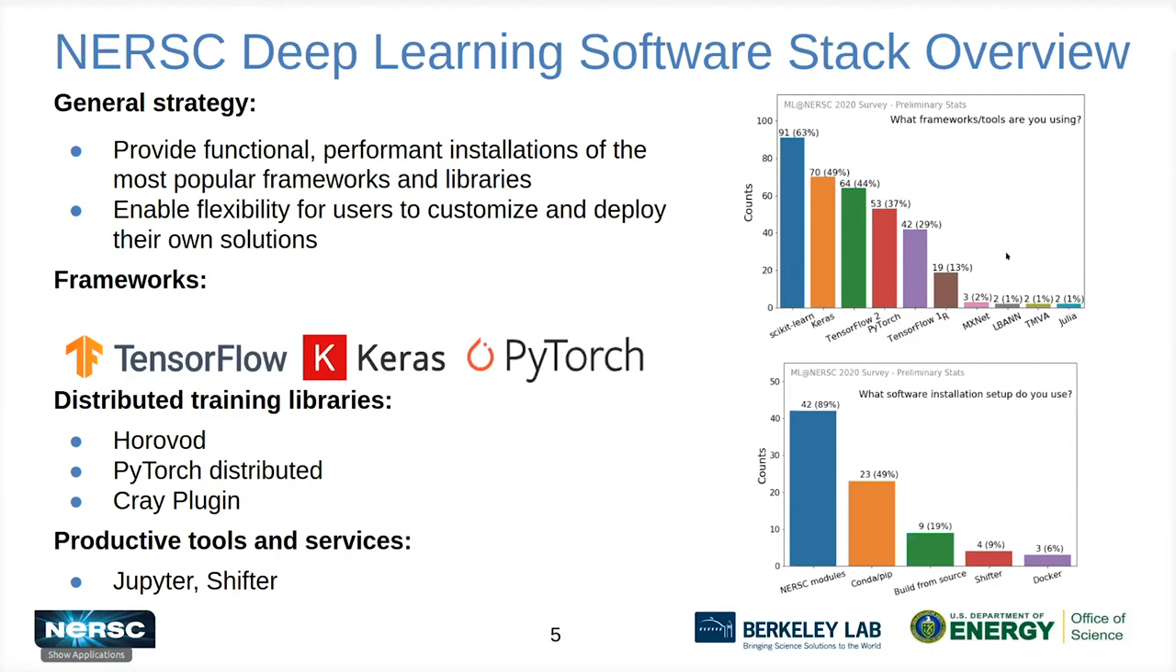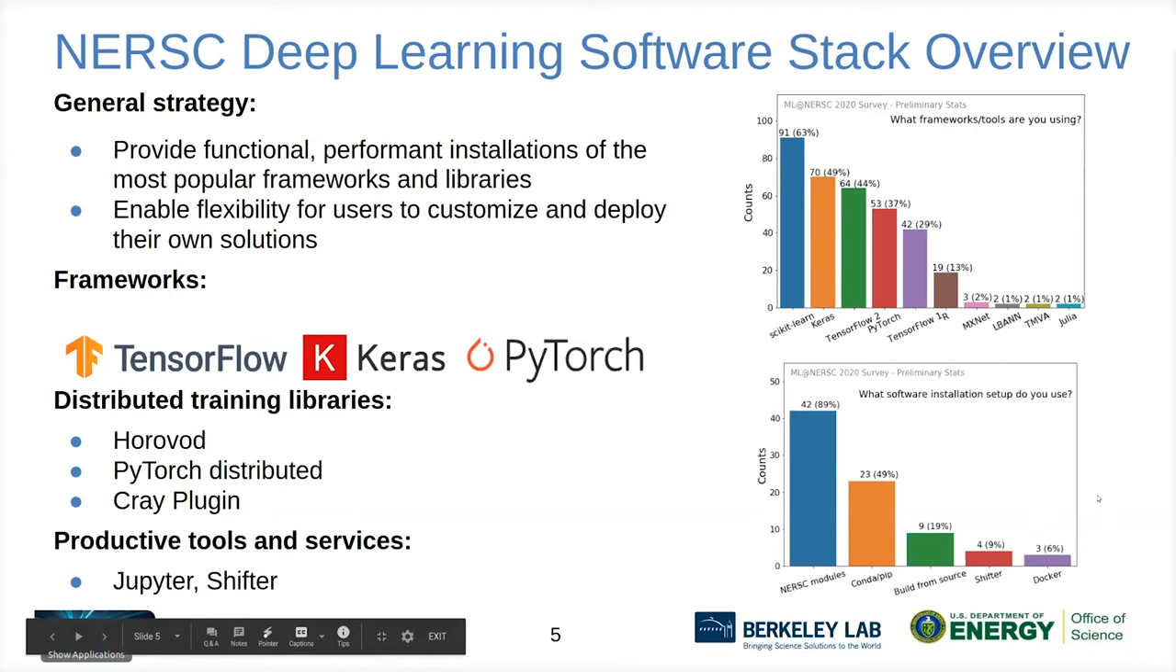The software that we provide is usually compiled with the backend libraries that perform best on our machines, essentially the linear algebra libraries that perform best on our machines, and there are multiple ways of accessing those. One of them is just to use the NERSC modules, which is the most popular approach. People, at least for prototyping and testing out things in the beginning, just use the NERSC modules. You see, 89% of the users use that, and then you can also set up your own conda environment if you want to further customize beyond what you can do with the modules. Some people prefer to build from source or to use Shifter, and Shifter usage is actually on the rise for the software stack. I'll be talking about each one of these.